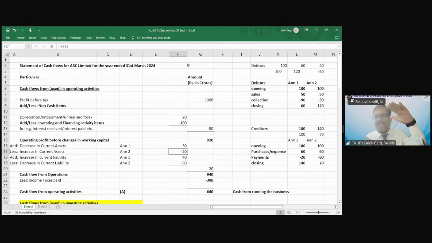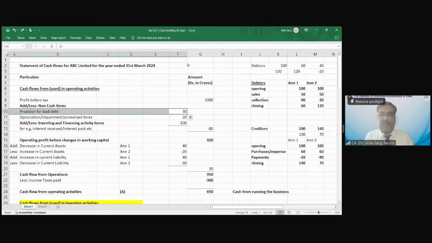So that your cash flow from operations, so there is no cash received from the debtors, but your debtors have decreased, current asset has been decreased. कोई कैश नहीं आया बट करंट एसेट कम हो गए. क्या कोई कैश आया? नहीं आया. So this 30 rupees either can be taken as provision for bad debt, or this 30 rupees can be taken here. Okay. So this is the adjustment of provision for bad debt.